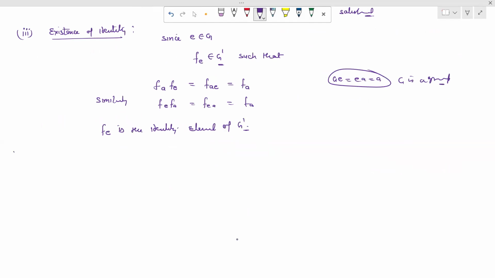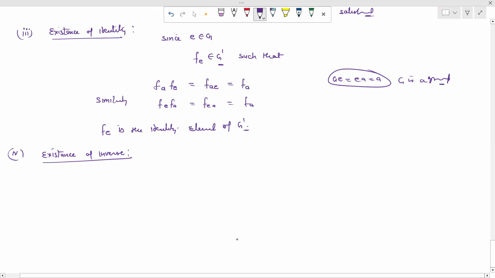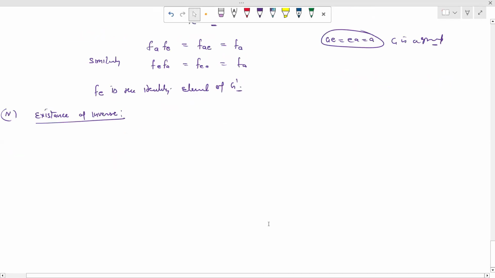Now fourth, we shall prove the existence of inverse. After proving the existence of inverse, we can say that G dash is a group. Let f(a) be an element of G dash, where a belongs to G. This implies that when a belongs to G, a inverse also belongs to G, because G is a group. Then f(a inverse) also belongs to G dash.